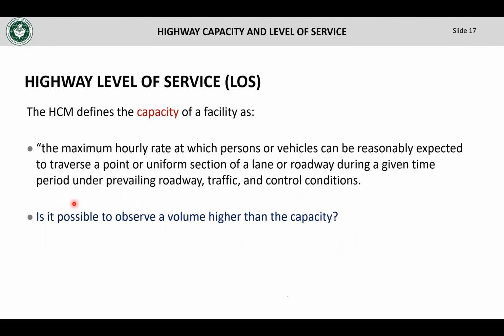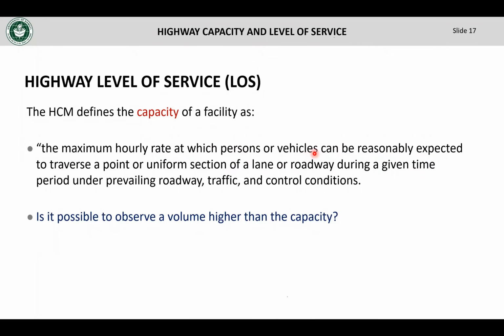Let's start talking about what we mean by capacity. The Highway Capacity Manual defines capacity of a facility as the maximum hourly rate at which persons or vehicles can be reasonably expected to traverse a point or a uniform section of a lane or roadway during a given time period under prevailing roadway, traffic, and control conditions. This is a general definition. It's not just for freeways. That's why it says persons or vehicles, right? So for freeways, we are talking about just vehicles.